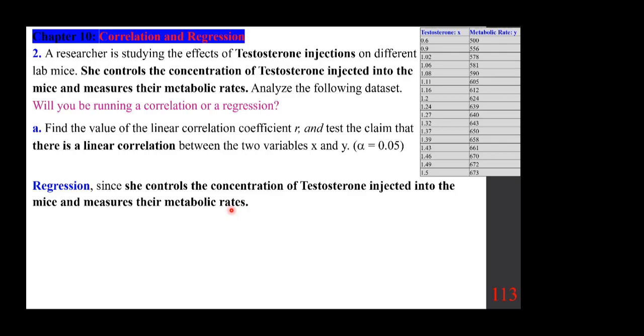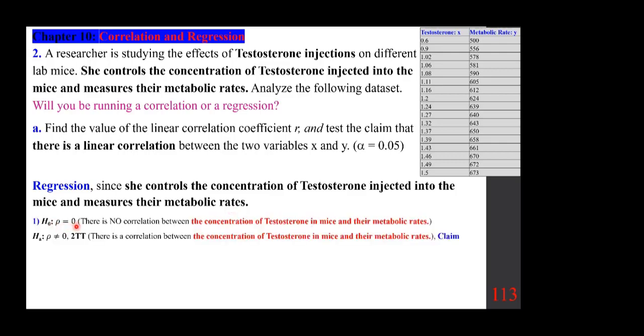What happens, we start with H0 and H1. H0: rho is 0. HA or H1, sometimes we use H1, sometimes we use HA, the alternative hypothesis: rho is not zero, and it's a two-tailed test. Now, what does it mean when rho is zero? There is no correlation between the concentration of testosterone in mice and their metabolic rates. Otherwise, there is, and this is the claim. So you really have to write this sentence. This is extremely important as you do the math.